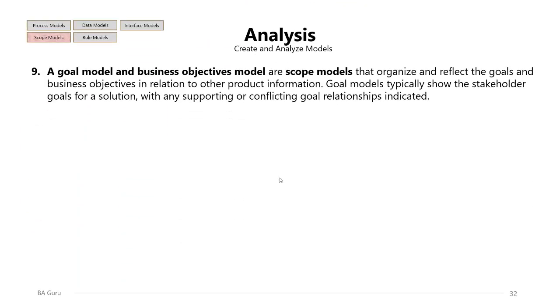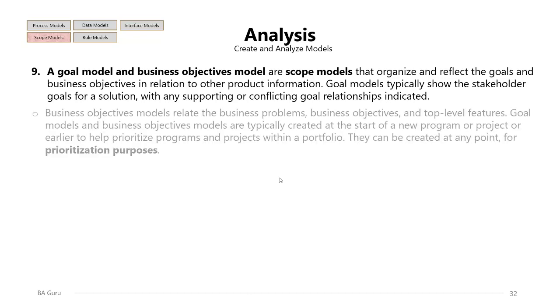Technique or model number 9 is the goal model and the business objective model. There are two types of models, and both are scope models that organize and reflect the goals and business objectives in relation to other product information. Goal models typically show the stakeholder goals for a solution with any supporting or conflicting goal relationships indicated. As from the name, it is used to organize and reflect the goals and the business objectives.